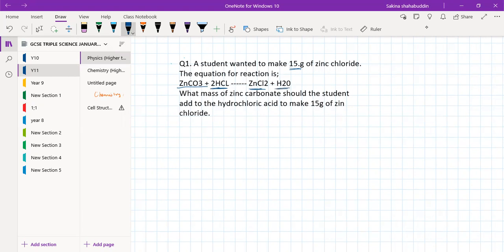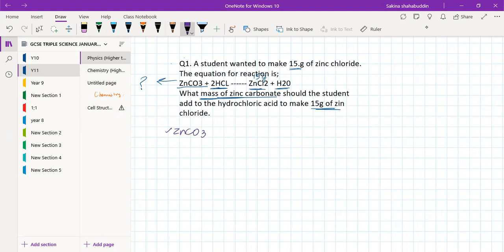Now the question asked here says what mass of zinc carbonate? So we have to calculate the mass of zinc carbonate that the student should use to do this reaction and to get 15 grams of zinc chloride, which is our product. So let's begin. First thing first, we'll start with calculation of relative formula mass for our given products and reactants. So let's start with zinc carbonate.